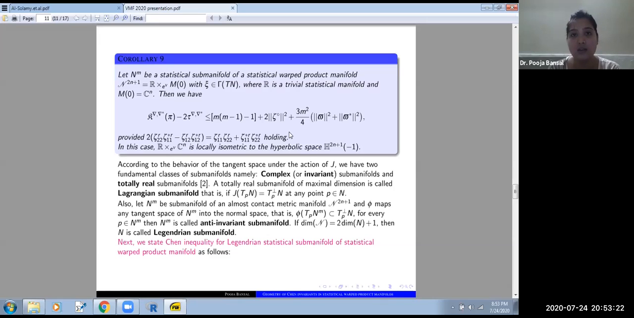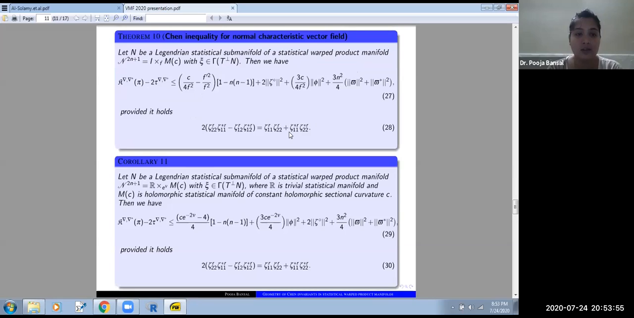On the other hand, in the contact case, or we can say in the odd dimensional case, let N be an m-dimensional submanifold of an almost contact metric manifold M̃ of odd dimension 2n plus 1, and if φ maps any tangent space of N into the normal space, then my submanifold N is called an anti-invariant submanifold. And here, if the dimension of M̃ is 2 times the dimension of N plus 1, then the submanifold N is called a Legendrian submanifold.